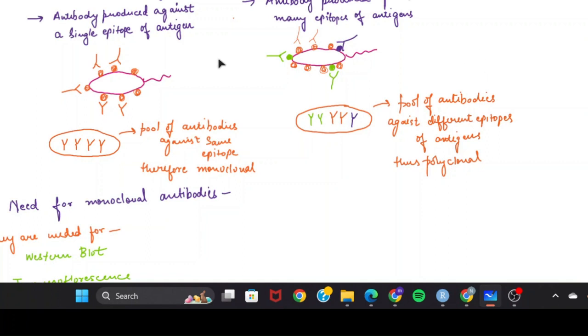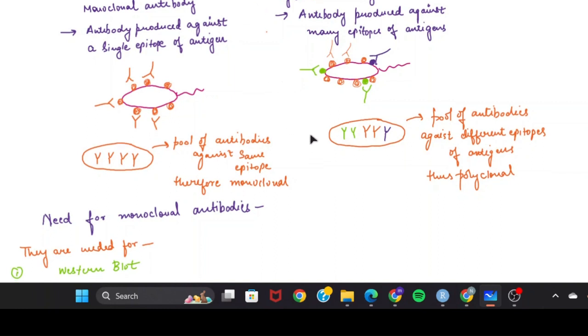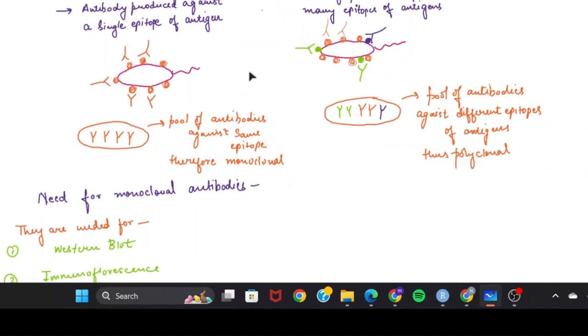Today we will be going to study hybridoma technology. So it was given by Kohler and Milstein. So hybridoma technology is a technology which is used to produce monoclonal antibodies. Now what are monoclonal antibodies? So they are the antibodies which are produced against a single epitope of antigen.